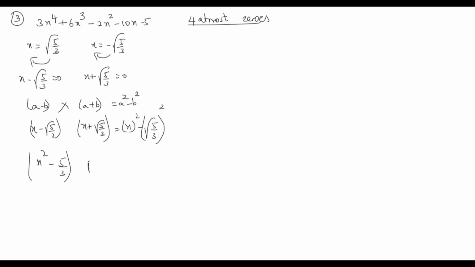So this is a polynomial that will help us to find the other two zeros. How? By making this the divisor and this biquadratic the dividend.